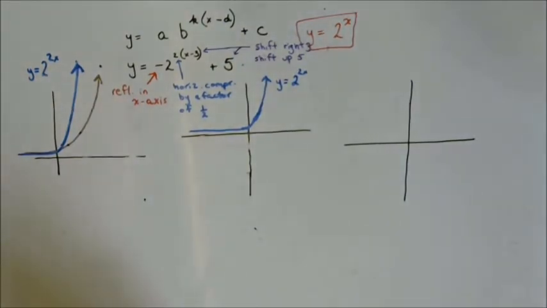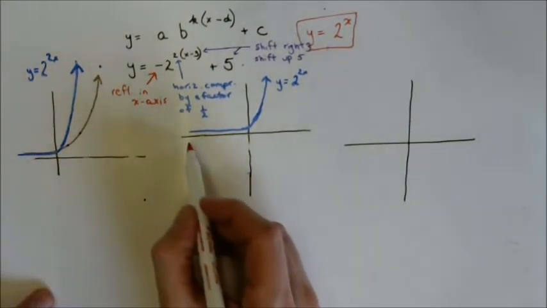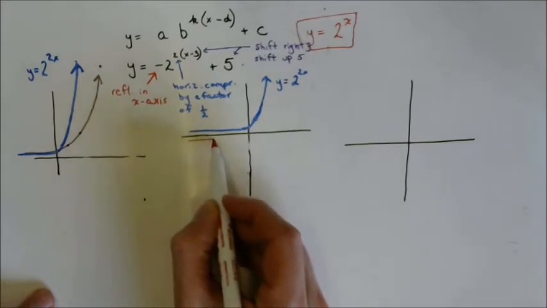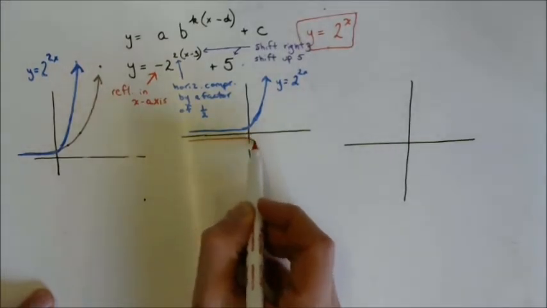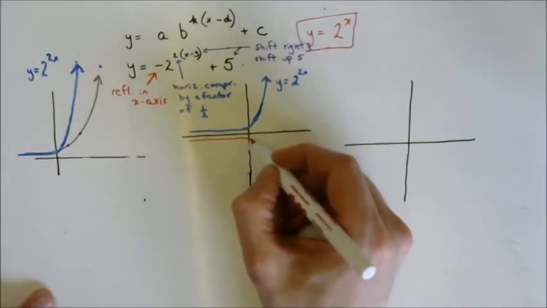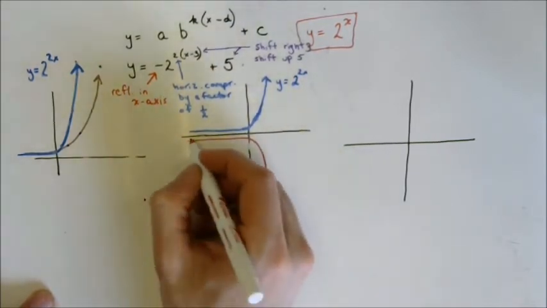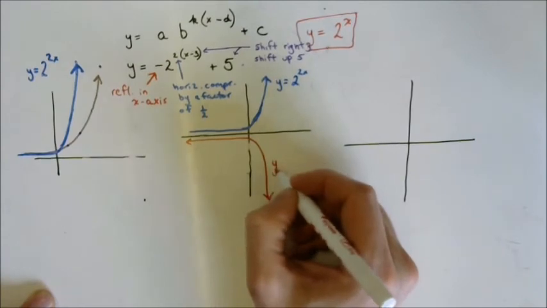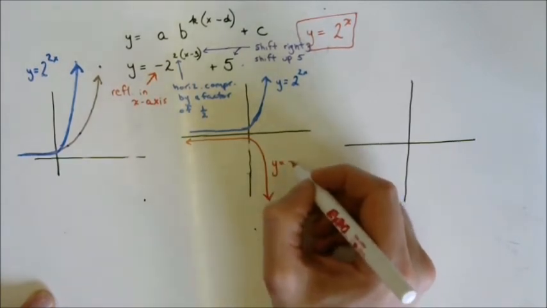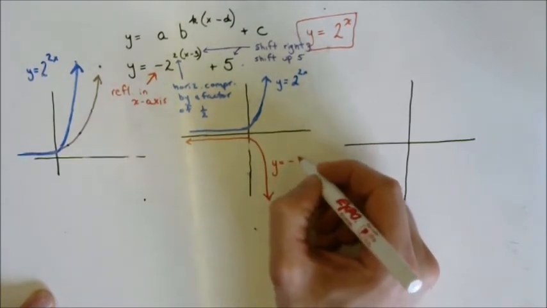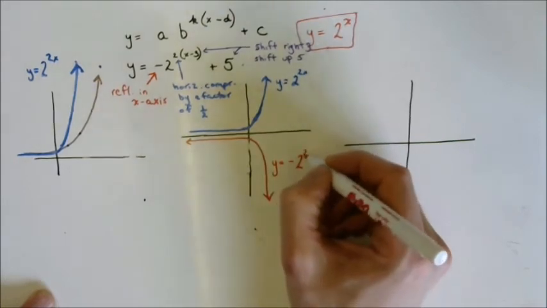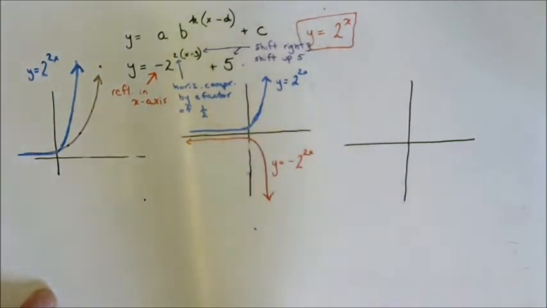And now we're going to reflect that over the x-axis. So it's going to look like that. And I'm going to name it y equals, the only thing I applied in this step was a negative sign out in front, so we have negative 2 to the power of 2x.